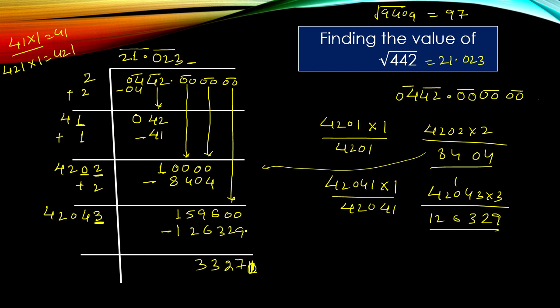21.023. If we are interested in creating the fourth decimal place, we have to add the fourth pair of zeros, bring it down, and we can move in the same way for finding the other decimal places also. So this is the way to find the square root of numbers by the division method.